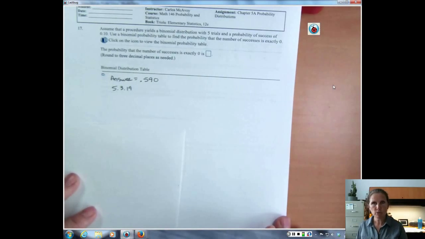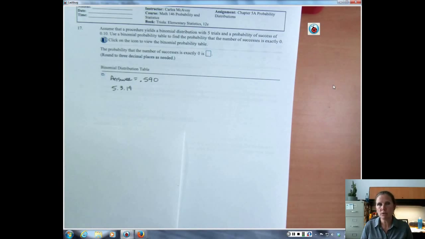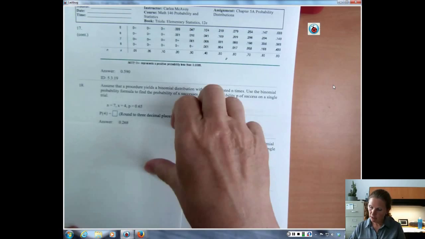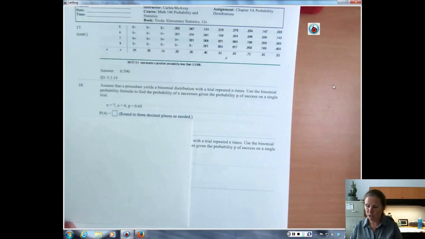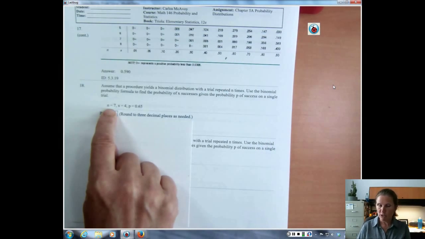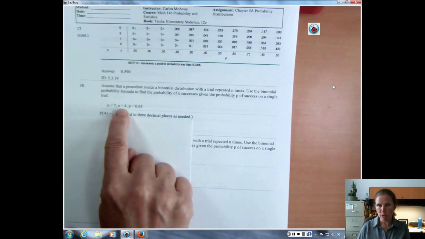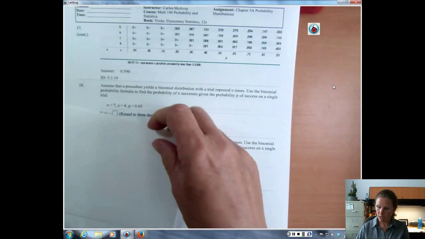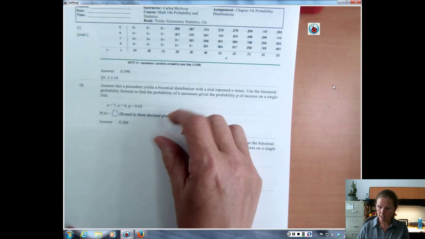I'm not going to do this one because you can do that one on your own. 5 trials, probability of success is given, and the number of successes is exactly 0. That should come out to 0.590. All right, then number 18 is the same. It's giving you the number of trials, the number of successes, and the probability of success, and you plug those numbers into your calculator and you get 0.268.